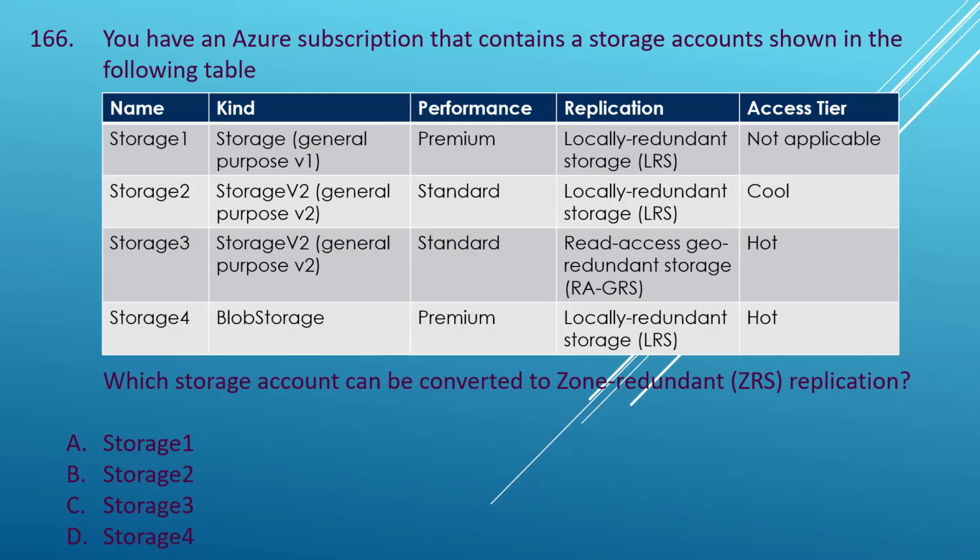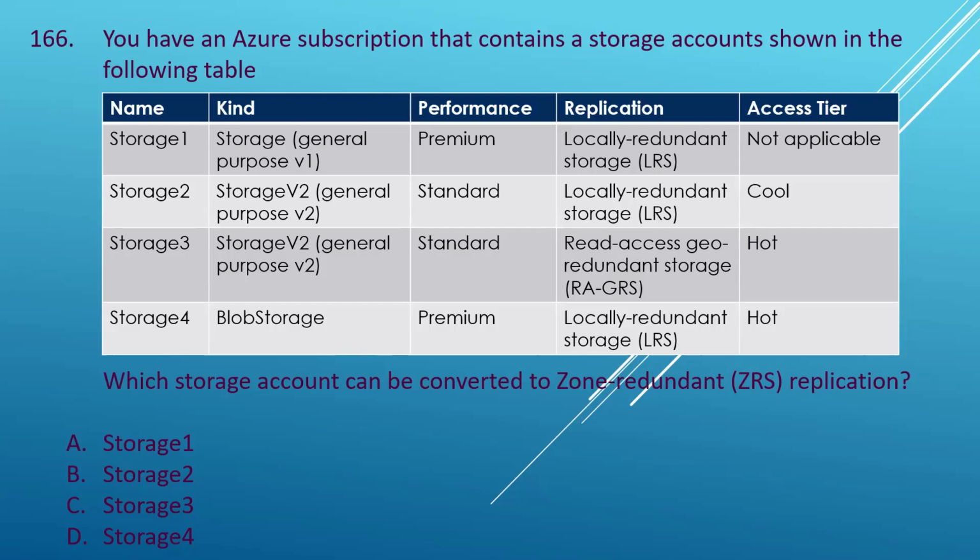Storage 1 is general purpose V1, whereas storage 2 and storage 3 are general purpose V2, and storage 4 is blob storage. The performance of storage 1 and storage 4 is categorized as premium, whereas the performance of storage 2 and storage 3 is categorized as standard. The replication type for storage 1, 2, and 4 is locally redundant storage, and the replication for storage 3 is read access geo-redundant storage, which is RA-GRS. Now you need to tell which storage account can be converted to zone redundant storage, which is ZRS replication.